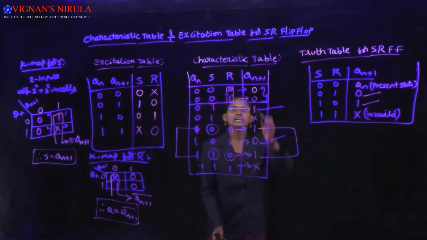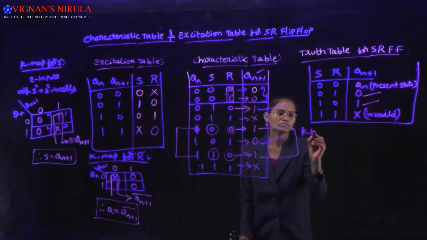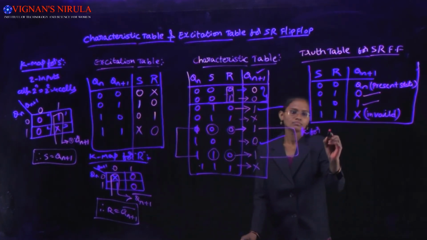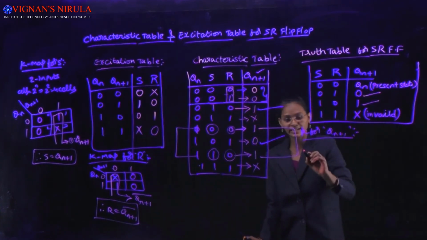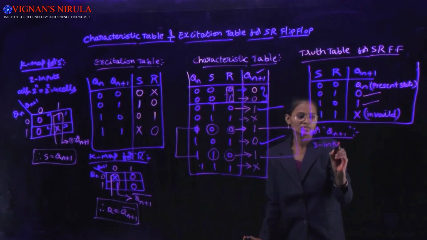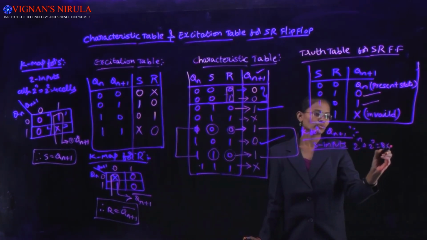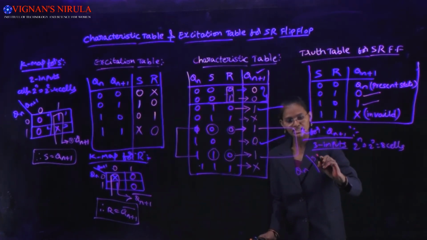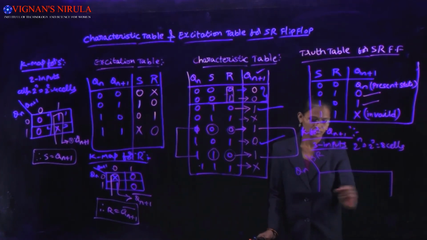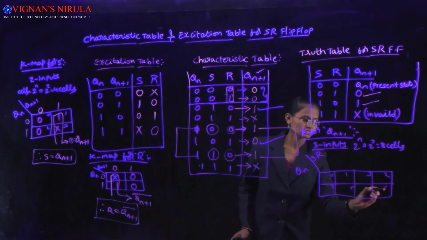Okay, and next characteristic table. Here the output is Qn plus 1. So K map for Qn plus 1, and here the inputs are 3 inputs, 2 power of n, that is 2 cube. So we draw the 8 cell K-map structure. Here this is Qn S R, with cells 0 1 2 3 4 5 6 7.